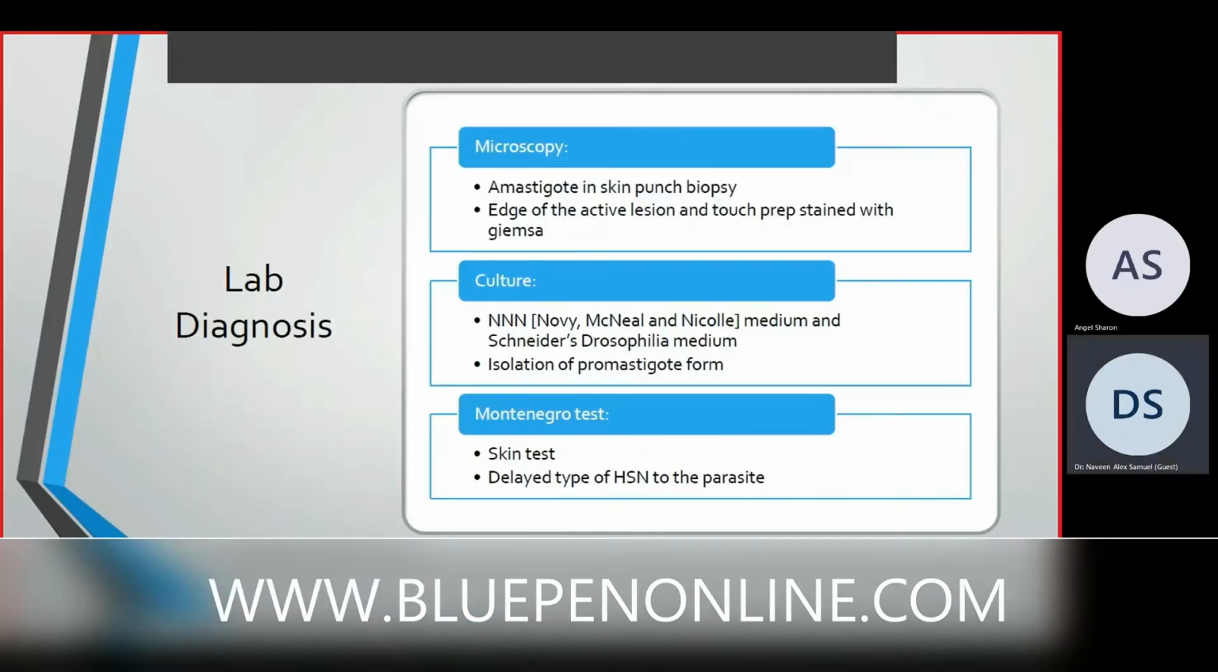The lab diagnosis is on microscopy. Amastigotes in the skin biopsy are seen, a thin punch biopsy from the edge of the active lesion, and touch preparations stained with Giemsa stain. So on skin biopsy, when you look at the microscope, we see the amastigote form. Then culture: there is the NNN culture, the Novy, MacNeal, and Nicolle medium, and the Schneider's Drosophila medium. These are two culture media which are used for the isolation of the promastigote form.